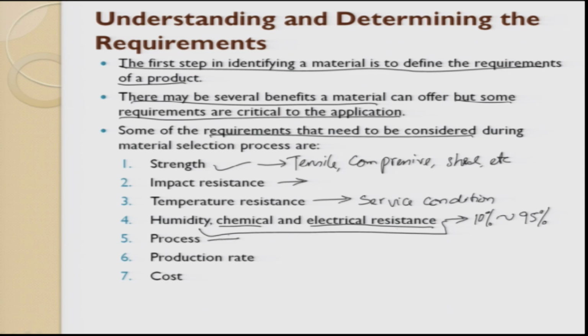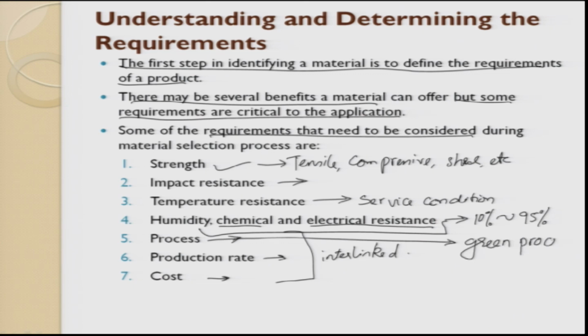Then process. This process is directly linked to production rate and cost. These three are interlinked. And we are always looking today for a green process. What do you mean by green process? Two things. One is minimum energy and minimum damage to earth.